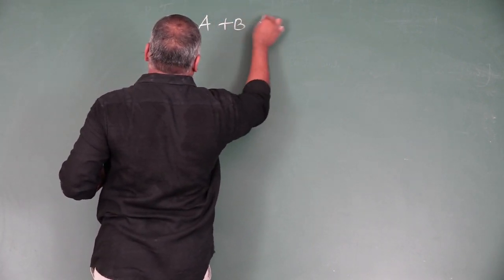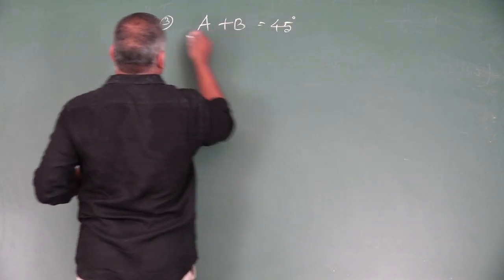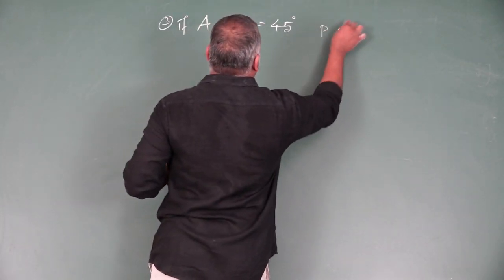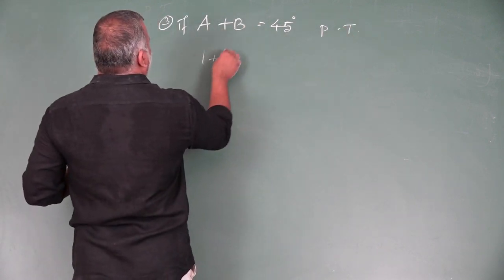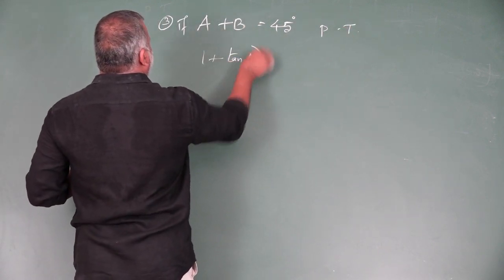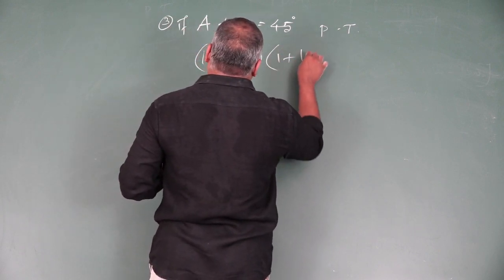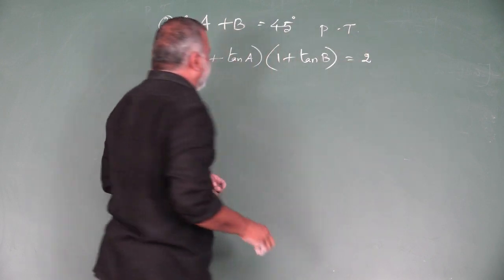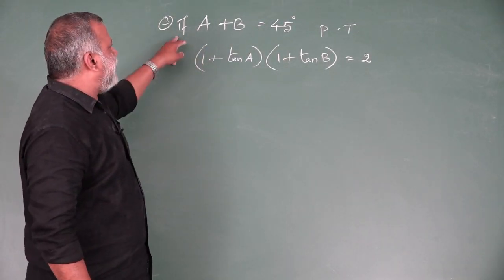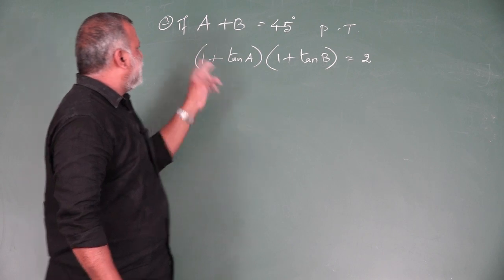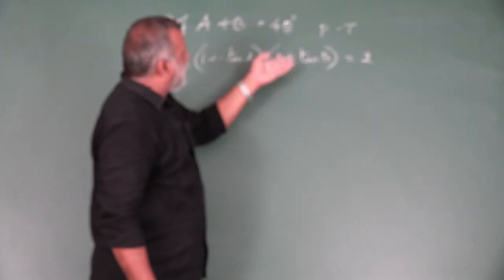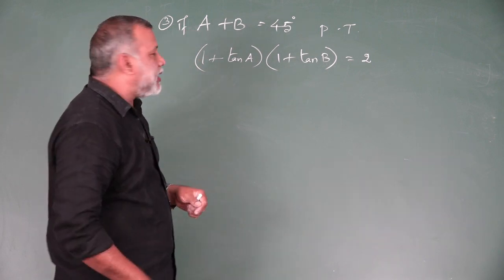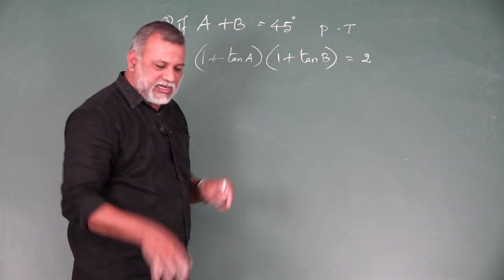If A plus B equal to 45 degree, this is the question. If A plus B equal to 45 degree, then prove that 1 plus tan A times 1 plus tan B is equal to 2. This is the proof we are going to work out. Now select your condition. What is the given condition here? A plus B equal to 45 is the given condition.